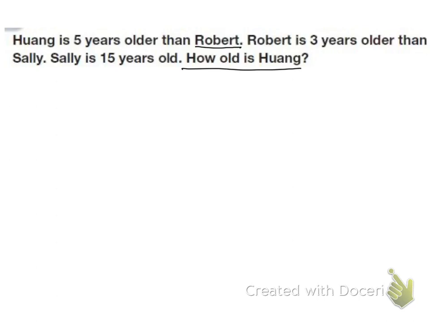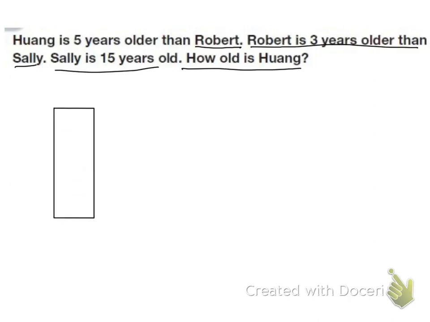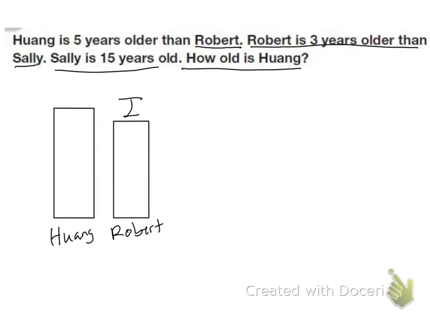Okay, so I know that Robert is 3 years older than Sally. Sally is 15 years old. So we're going to start with Sally. And if I do this as a picture, we would have Huang and Robert. And the difference here is 5 years. Okay, because it says Huang is 5 years older.